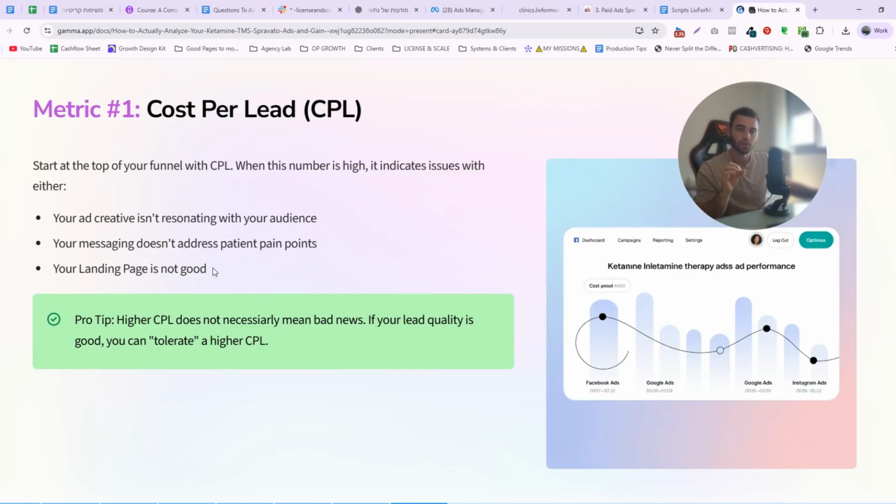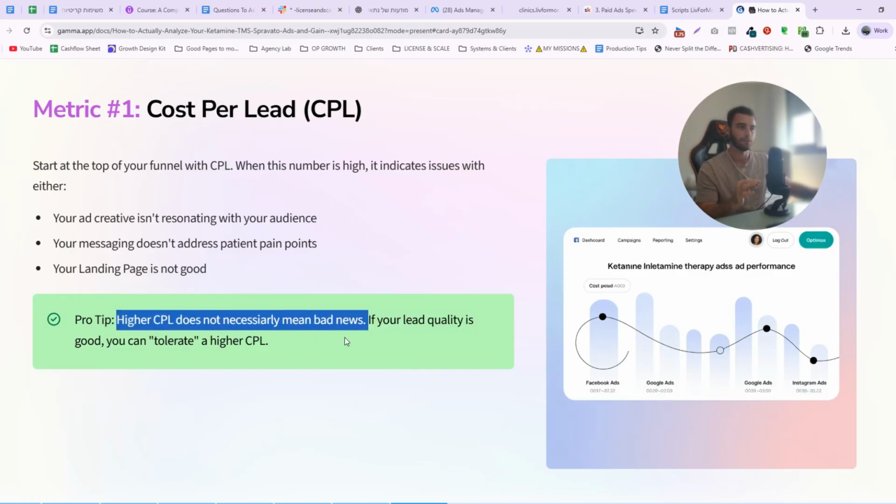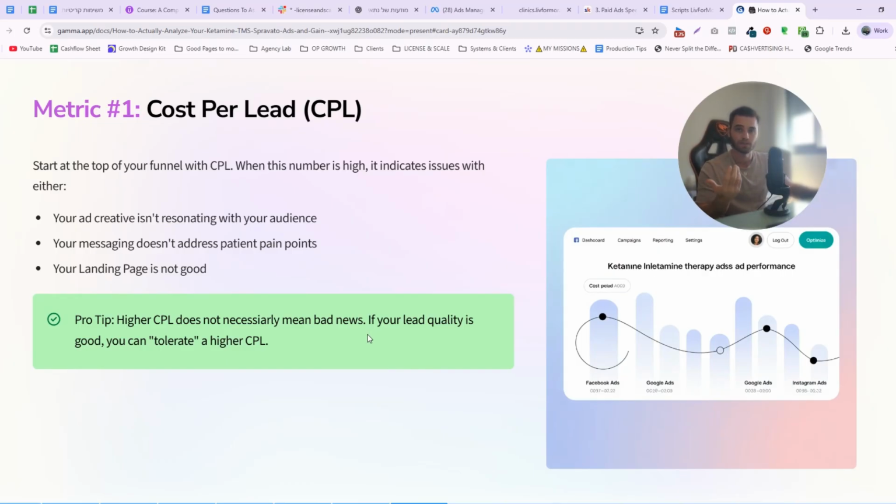Okay, a thing to note is that if you have a higher cost per lead, that doesn't necessarily mean bad news. If your lead quality is good and you have good responses and people are booking consultations, that's completely fine. The problem begins when you have leads that are coming in, whether at a high cost per lead or a low cost per lead, but the leads are not good. That's when you need to understand that you need to fix something.